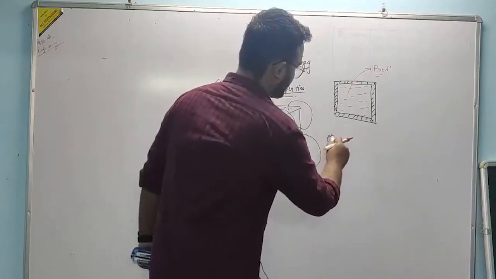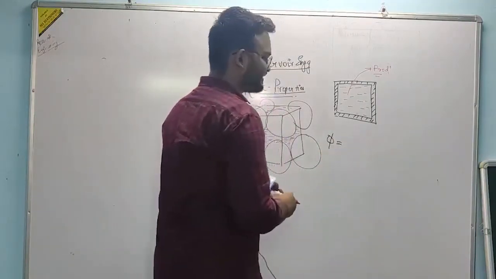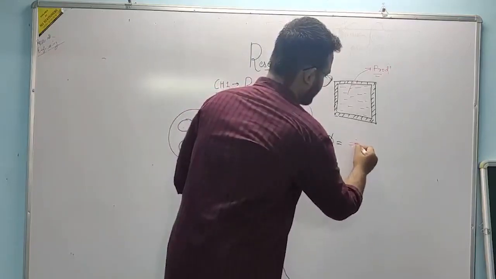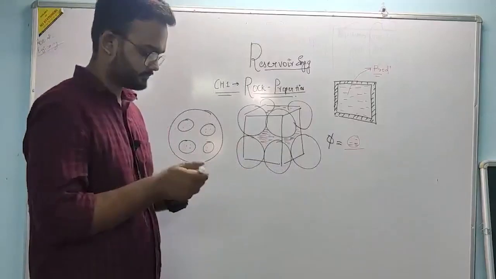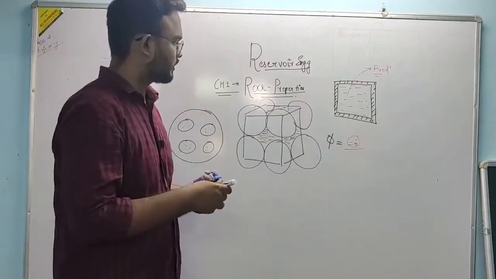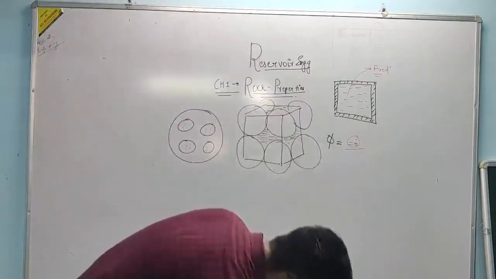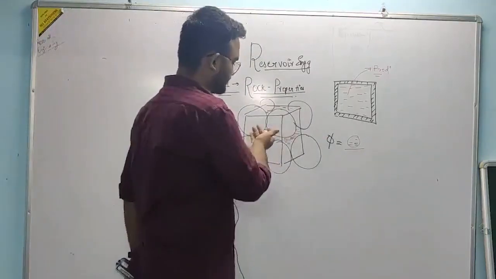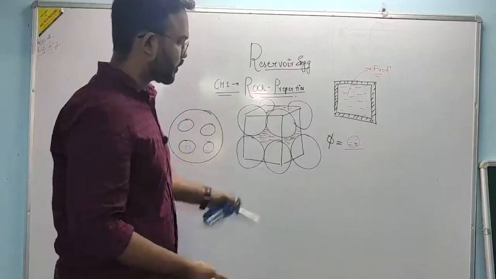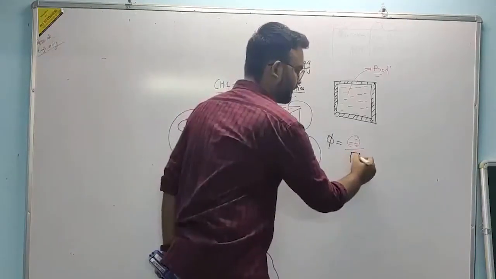Porosity is this red space, whatever this red space is, divided by the bulk volume. A lot of people get confused between the pore volume and porosity. A lot of people say this is the porosity. It's not the porosity. Porosity is this divided by the bulk volume.